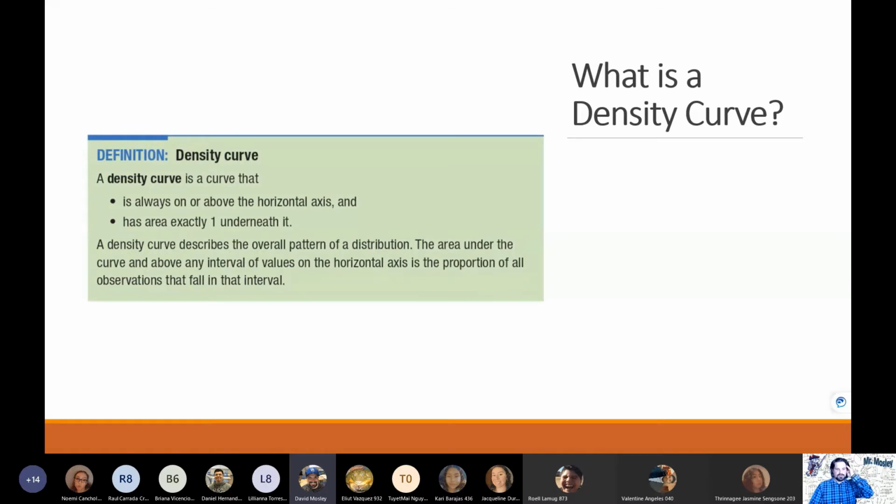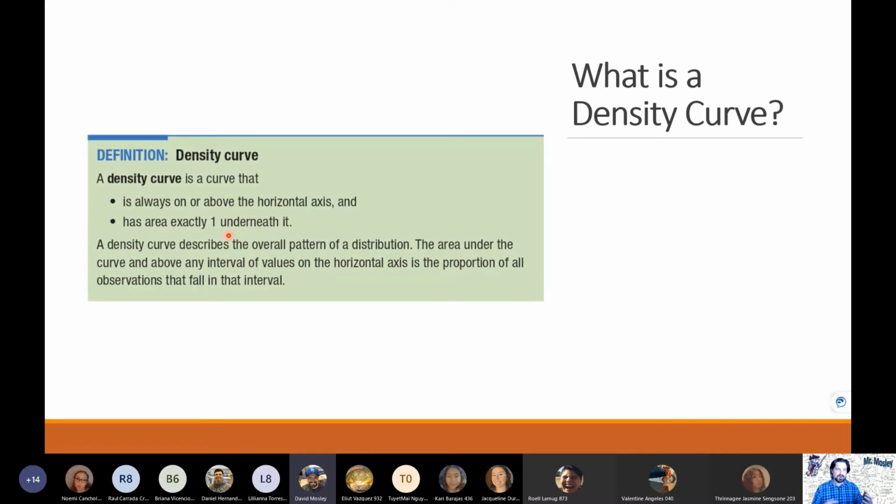What is a density curve? This is the definition straight out of the textbook. A density curve is a curve that is always on or above the horizontal axis and has an area of exactly 1 underneath it. The area of 1 means that it represents 100% of the data.